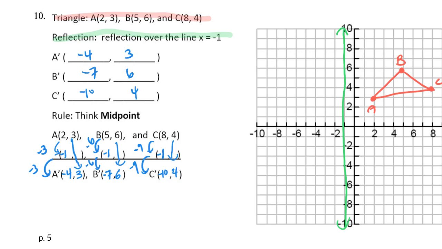And let's just plot these points. So I have -4, 3 as my A prime, -7, 6 is my B prime, and then C prime is negative 10 comma 4. And once I connect these lines, I have my reflected image.